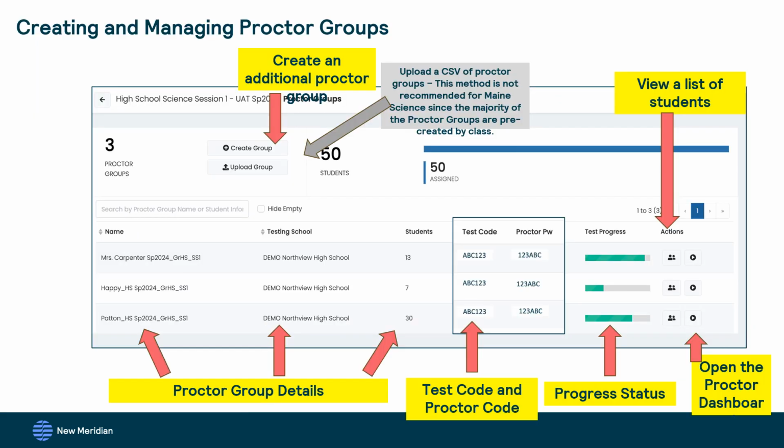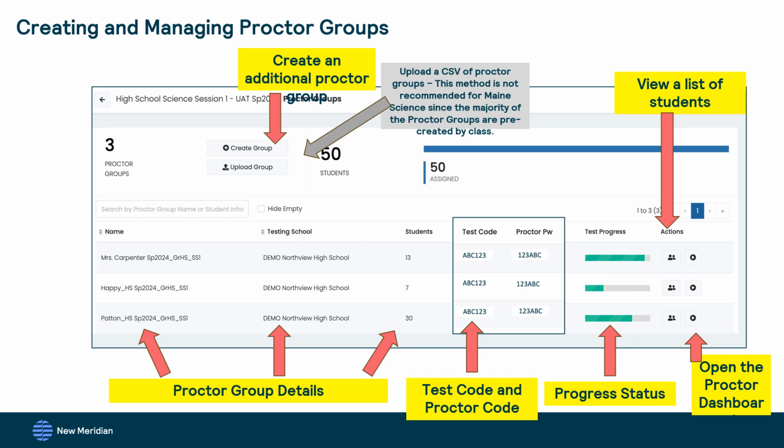A variety of information and options are available to manage proctor groups. In the displayed list of proctor groups, you will see the group name, testing school, and number of students, as well as the test code and proctor code for that group. Once testing is started, the test progress indicator will show a color-coded bar with test completion status. On the right-hand side of the list are the action buttons to view a list of students in the proctor group and to open the proctoring dashboard for this session.